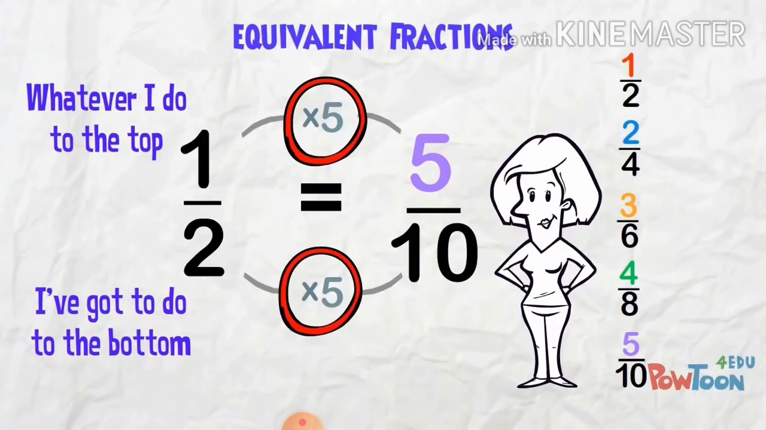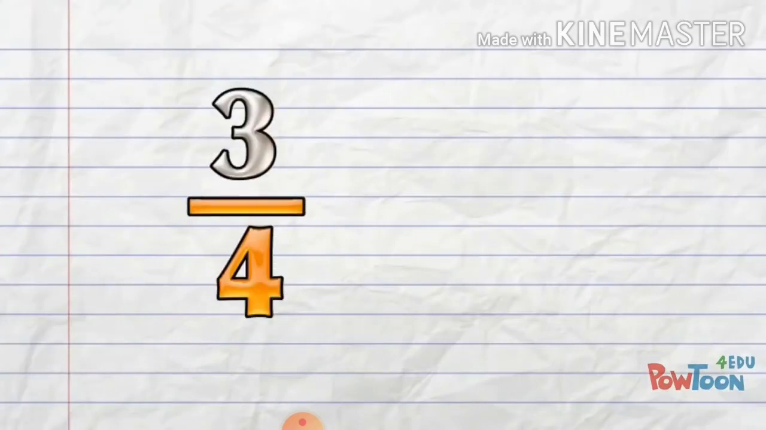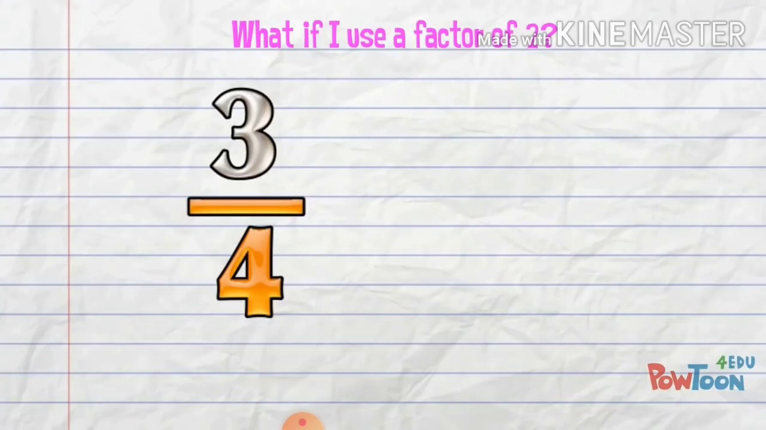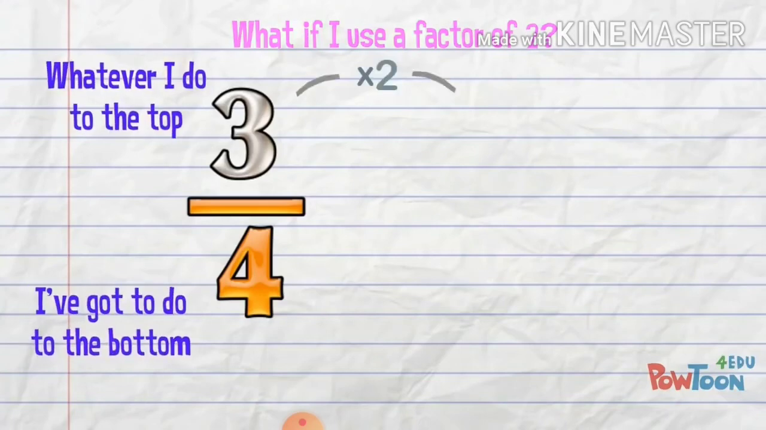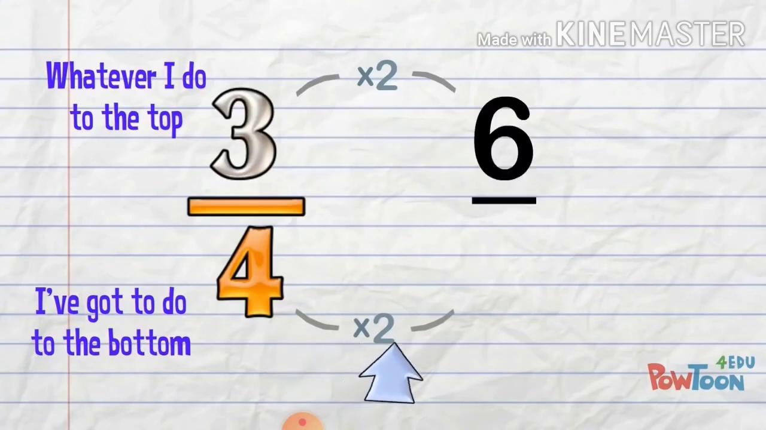Okay then, so let's do some practice to make it stick before you hit the worksheets. 3 over 4, 3/4. What if I make an equivalent fraction using a factor of 2? Whatever I do to the top, I've got to do to the bottom. 3 times 2 is 6, the new numerator, over 4 times 2 is 8, the new denominator.